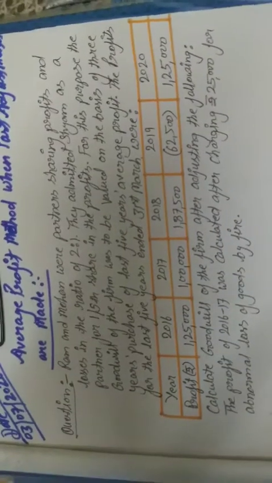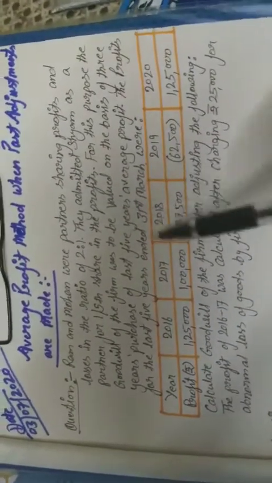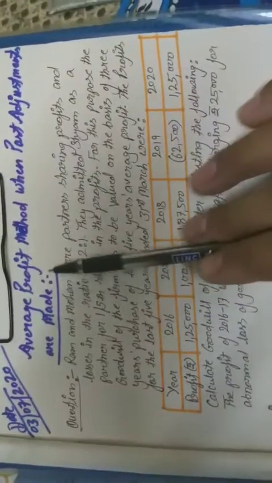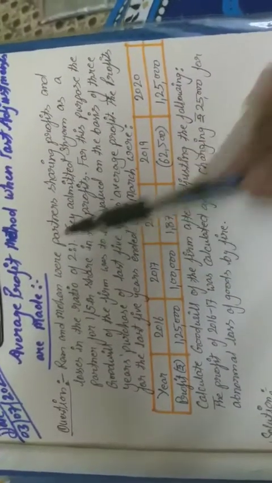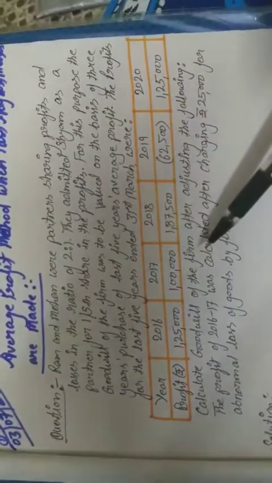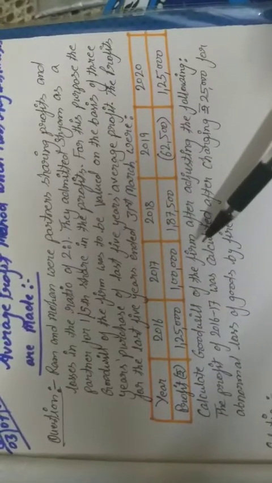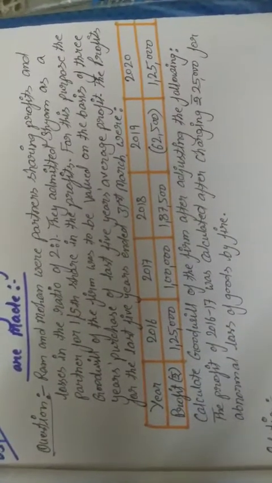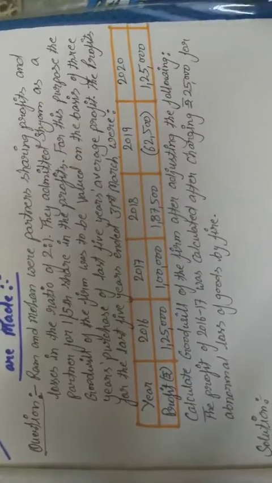So I am taking one problem, one question, by which we can understand more. So now I am writing the question and let's see the problem, then we will solve it. Students, this is the question related to past adjustment of the average profit method. So we can see what type of information we can receive in a problem and then how we can solve that.